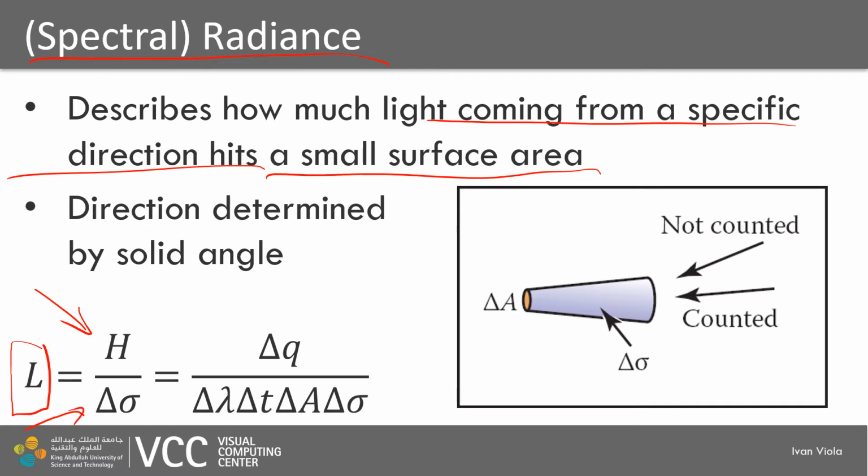And if we expand it, we can see that the energy is again divided by the wavelength as before, by the time interval, by the area interval, and by the solid angle interval. As you can imagine, if we are observing the radiance from all the solid angles in a hemisphere, we can obtain information over the overall irradiance.